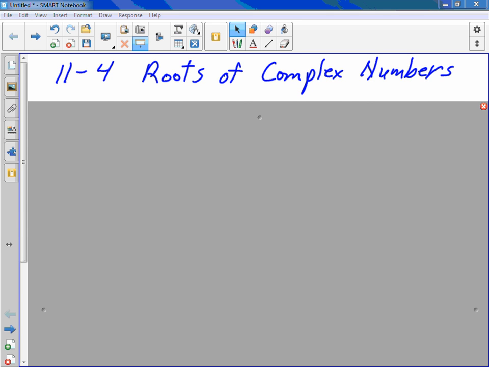So, today we're going to talk about 11-4, Chapter 11, Section 4, Roots of Complex Numbers. We'll talk about a couple things in general and then present one example. So hopefully this won't take up too much of your time.